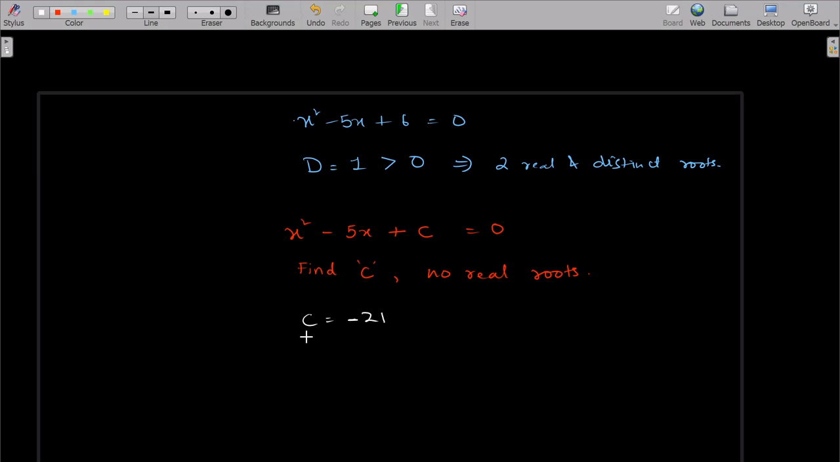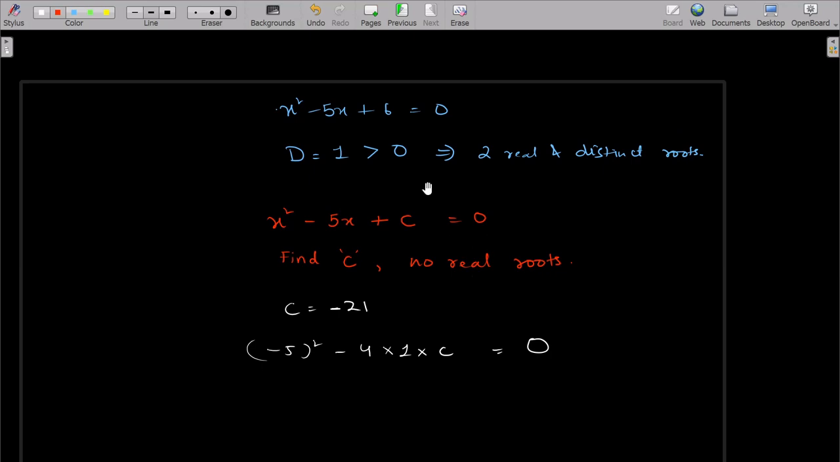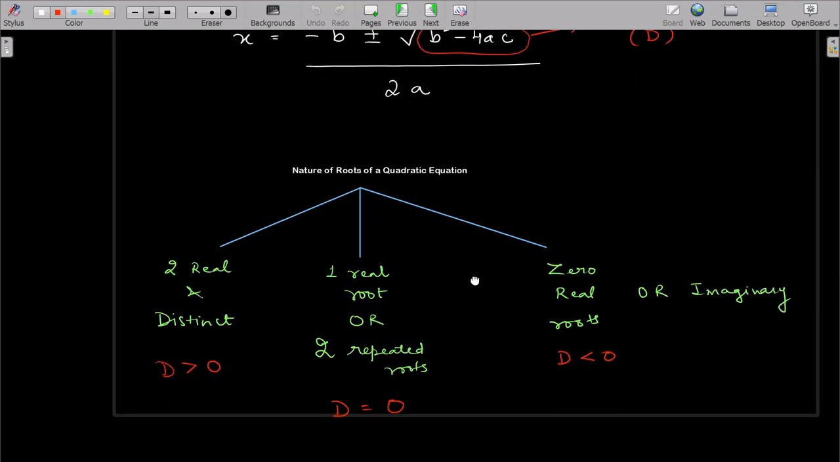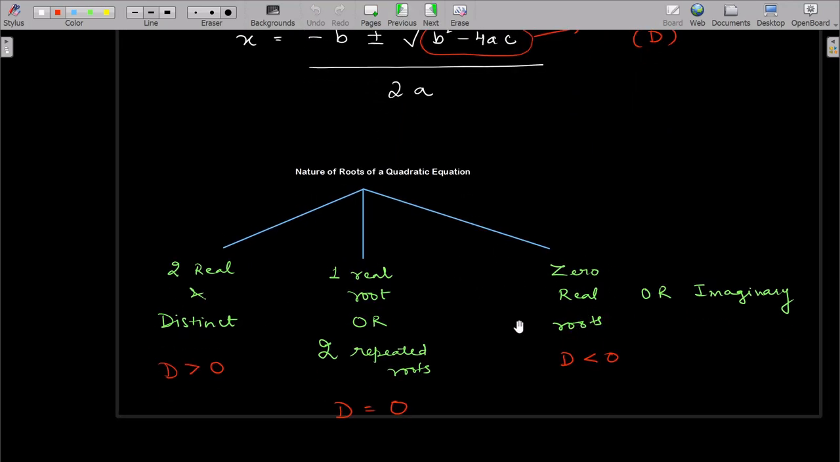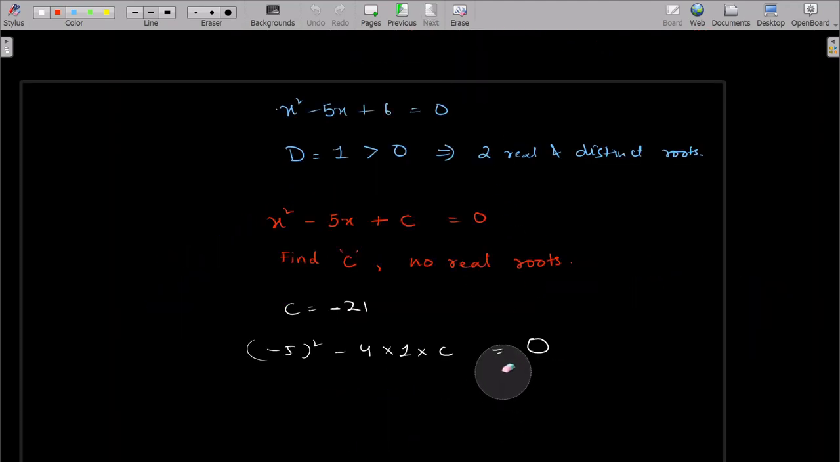So what is negative 5 whole square? 25. Okay, this you put equal to what? 0. Would it be equal to 0? Just check the condition for no real roots. What's the condition for no real roots? Oh, it'll be less than 0. Yes, we'll say less than 0. So that's why I said your answer will be an inequality.